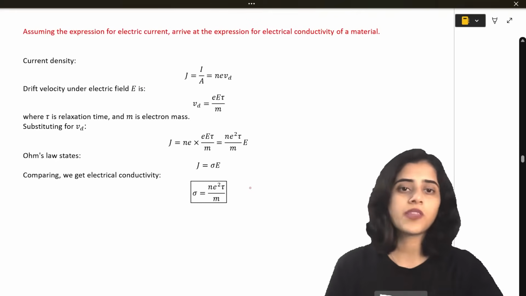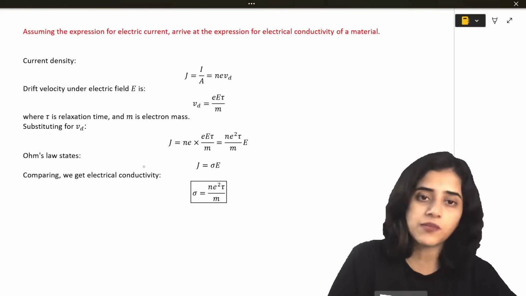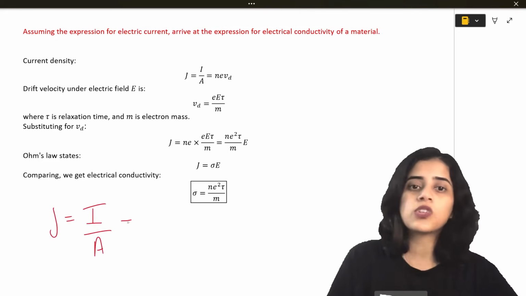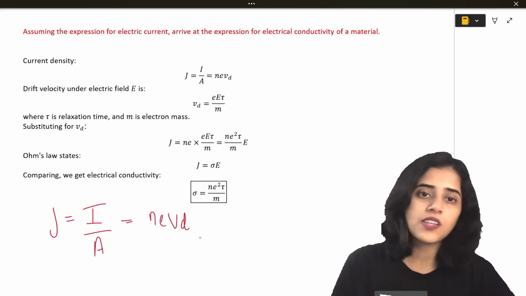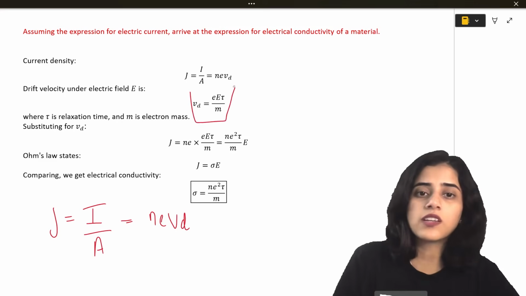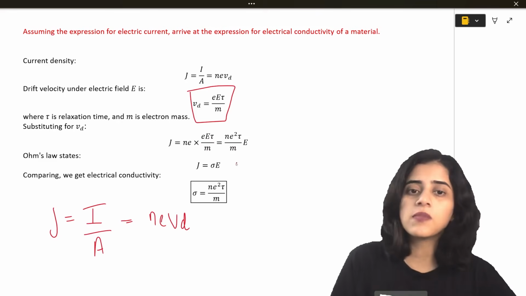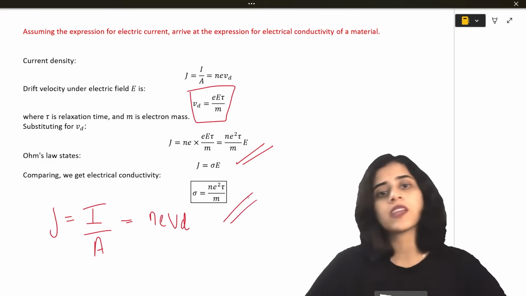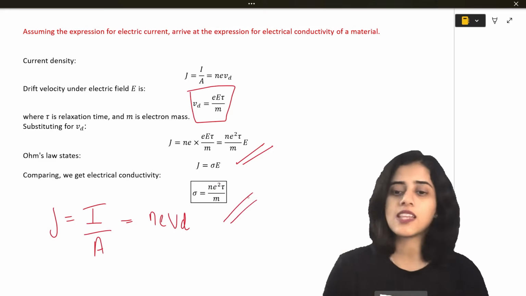Okay. Assuming the expression for electric current, arrive at an expression for electrical conductivity. That's also easy. So current density is what? Current by area. So if you divide the formula of current by area, you will get n e Vd. We've already learned that Vd is e tau by m. So J will be equal to n e times Vd. Instead of Vd, I'll write e tau by m. So this will become n e square tau by m. So the whole thing I'll take as sigma. So J is equal to sigma E. This n e square tau by m, I'll take as sigma.